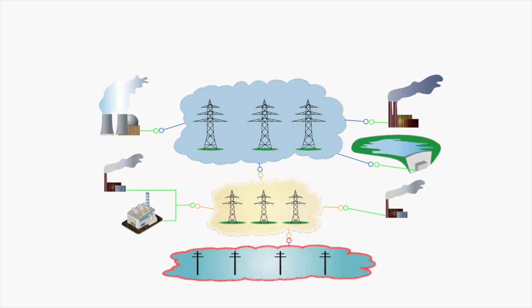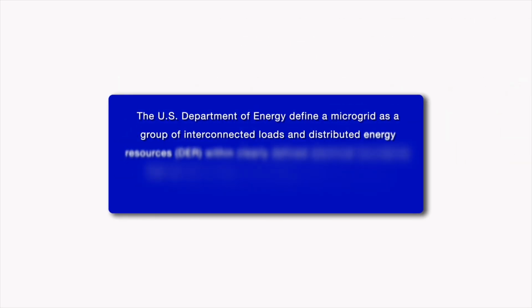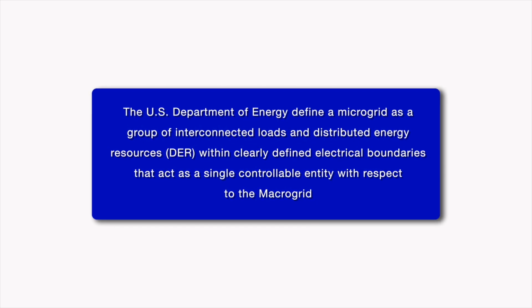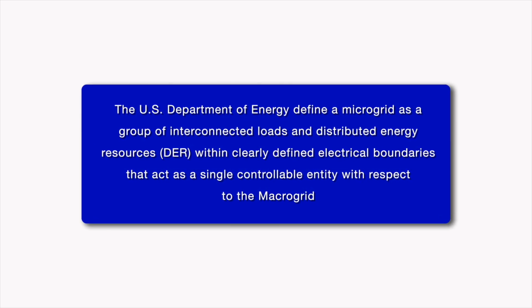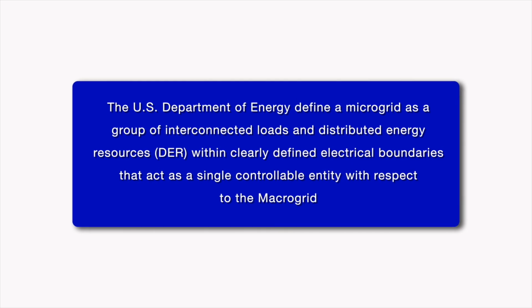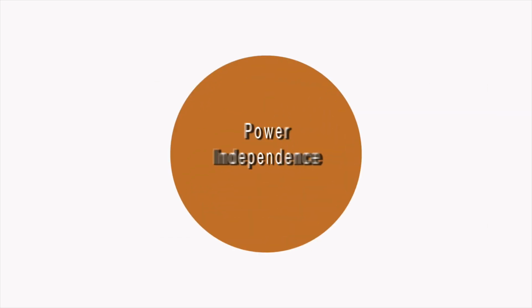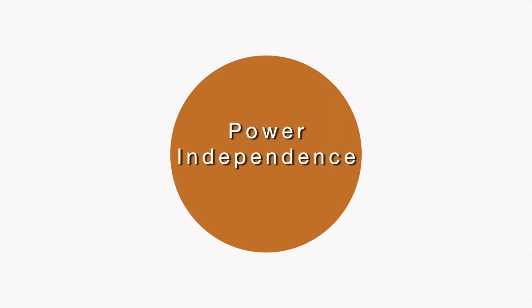Most users today get their power from the macrogrid, commonly referred to as the utility. The macrogrid receives its AC power input from large decentralized power stations. A microgrid, however, is a group of interconnected loads and distributed energy resources, or DER, within clearly defined electrical boundaries that act as a single controllable entity with respect to the macrogrid. A microgrid has power generation independent of the macrogrid.